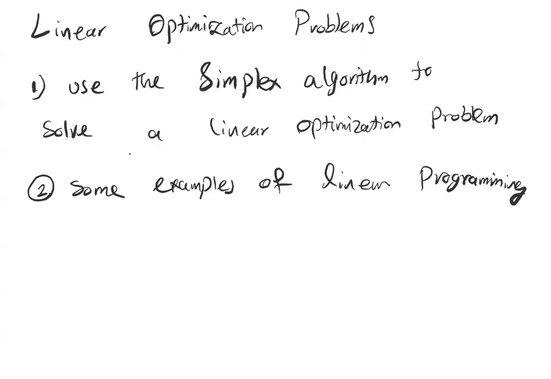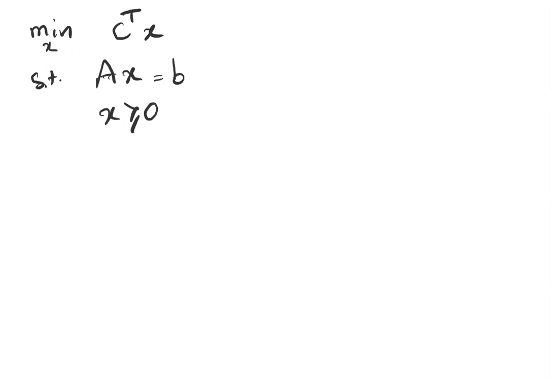All right, let's get started with a linear optimization problem with equality constraints. So minimizing a linear function C transpose X subject to A, which is a matrix, multiplied by X, which is a vector of variables, is equal to B, which is a vector of known values. And we usually assume that all of the variables should be greater than or equal to 0.